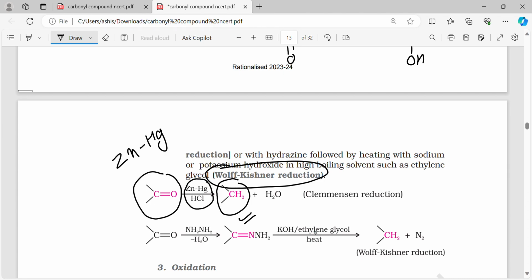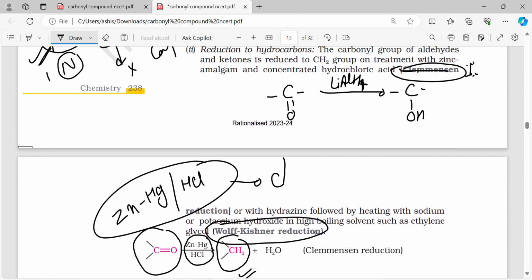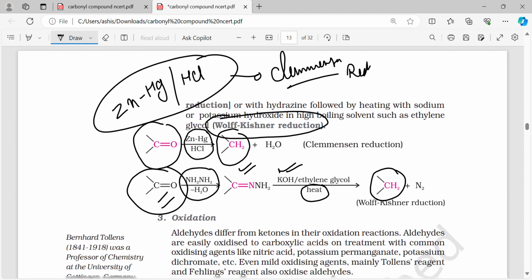In Clemmensen reduction, our carbonyl compound reacts with zinc amalgam and HCl, and that's why it gets reduced into CH2. So the reagent is zinc amalgam, ZnHg, and HCl. We have to remember this is the reagent of Clemmensen reduction.